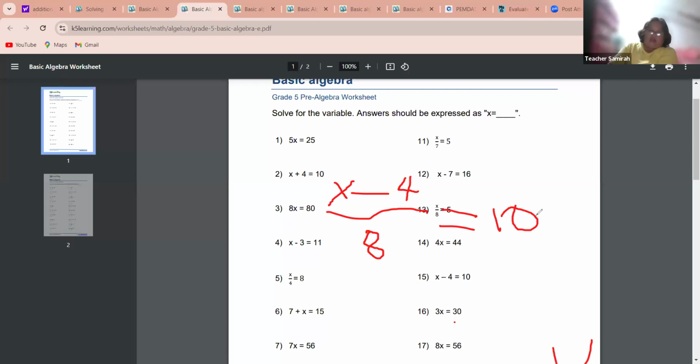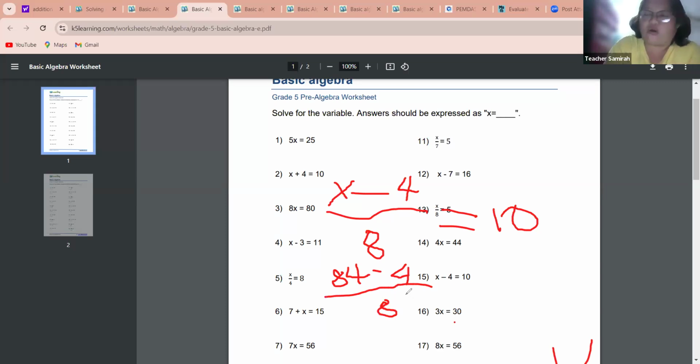Okay. So I told you earlier, we are going to check, right? This will be the time that we are going to show the solution when we do the checking. Okay, so Tristan's answer is 84. So let x be 84. 84 minus 4, divided by 8. 84 minus 4 is 80. 80 divided by 8.